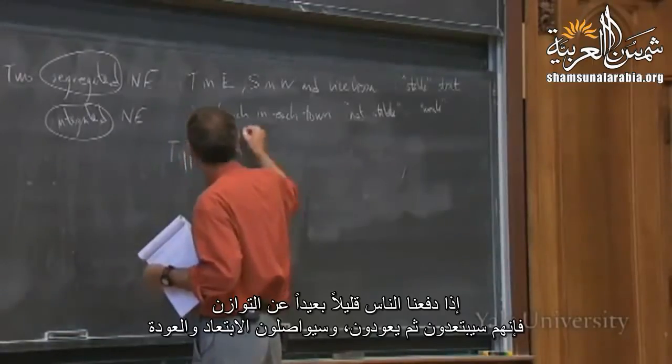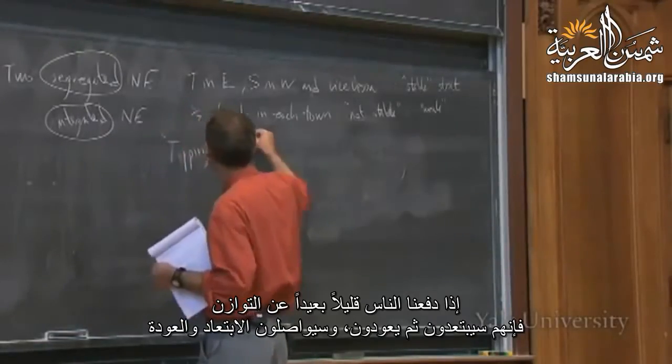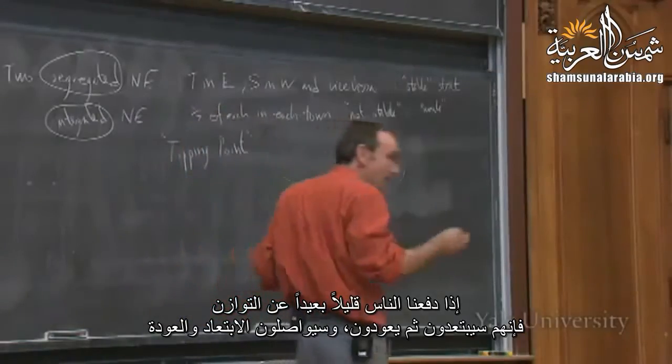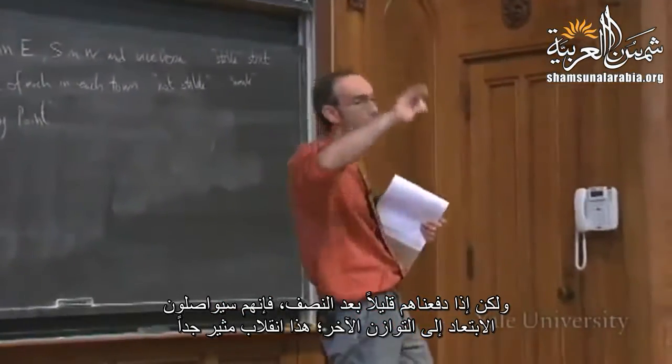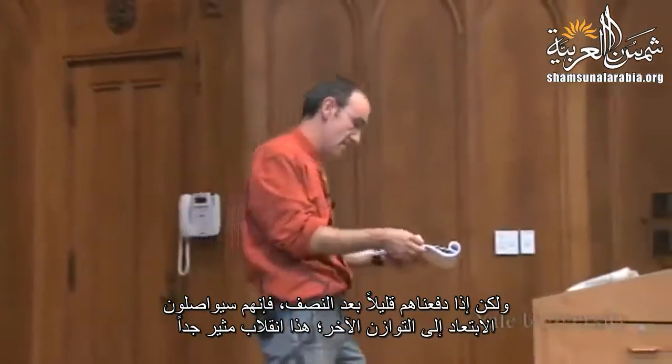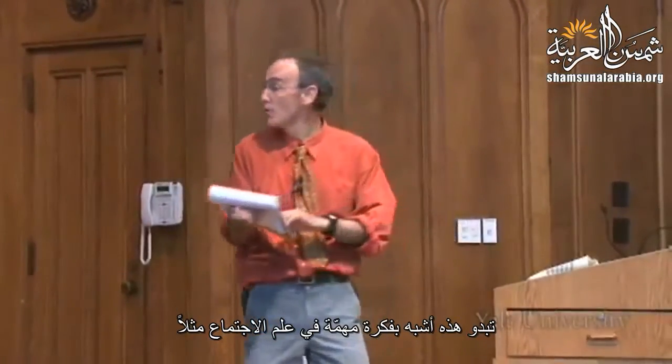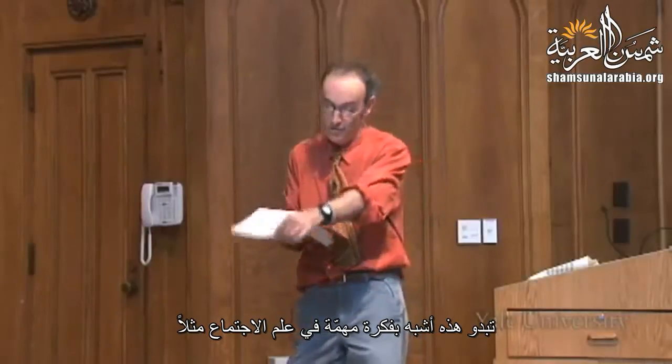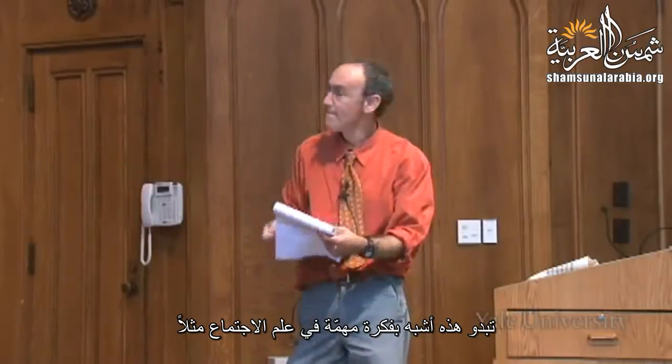We can push people away from the equilibrium, and they'll go on coming back, and coming back, but if we just push them a little bit beyond a half, whoops, they'll go off to the other equilibrium. Very dramatic change. All right? So that seems like a very important idea in, for example, sociology.